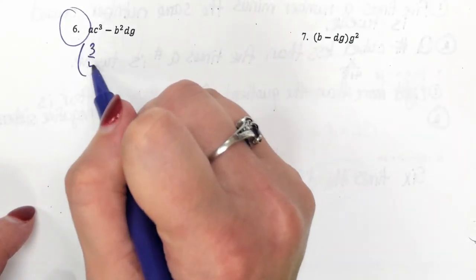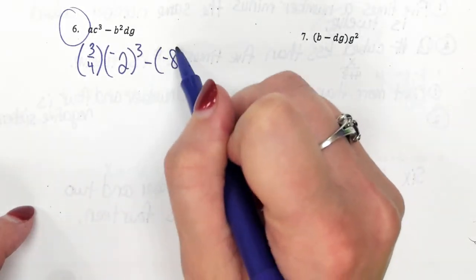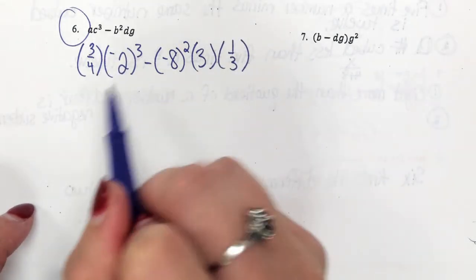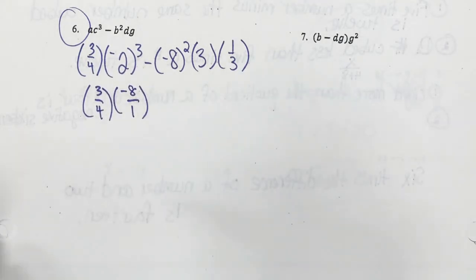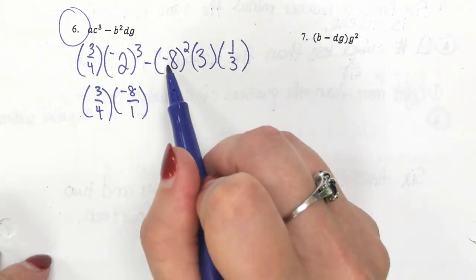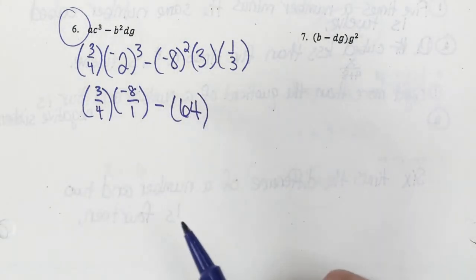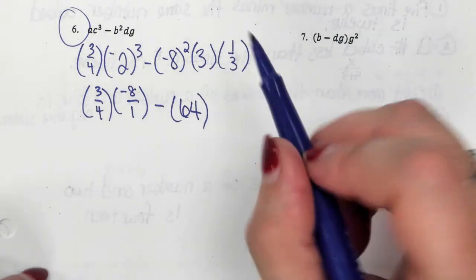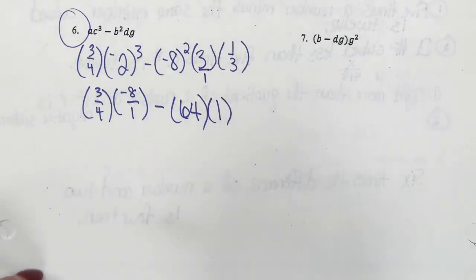Okay. All right, so let's see. Should have 3/4 negative 2 cubed minus. Okay, so negative 2 cubed is negative 8, right, Sebastian? Yes. I'm going to make it a fraction, so I'm going to put it over 1. And then negative 8 squared is positive 64. Remember we talked about that with our checkpoints yesterday? And then 3 times 1/3. So this 3 is like over 1. 3 times 1/3 is 1.